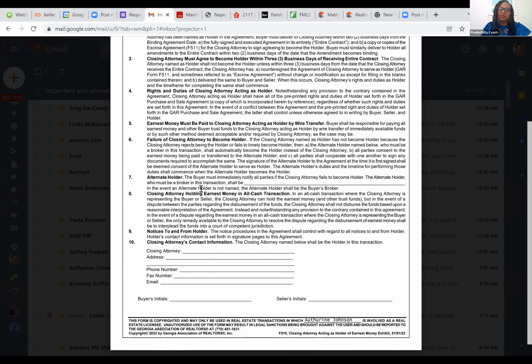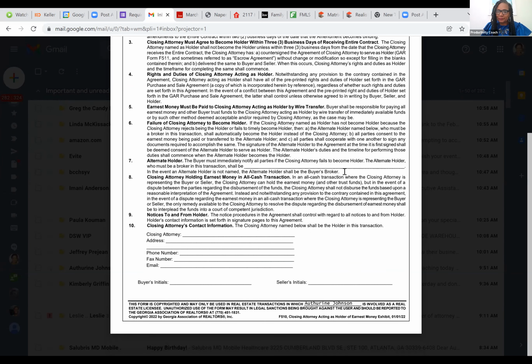The alternate holder, who must be a broker in this transaction, shall be Keller Williams Realty Atlanta North. I will always put that in here and see if they push back really hard on it. I know which ones are gonna push back really hard. I feel like it is our duty to hold our own clients' earnest money, because if there's a dispute, then we already have the earnest money. And I know the office Jim fights for our buyers. Does that make sense? Yep. So if at all possible, when you can, hold your own earnest money.